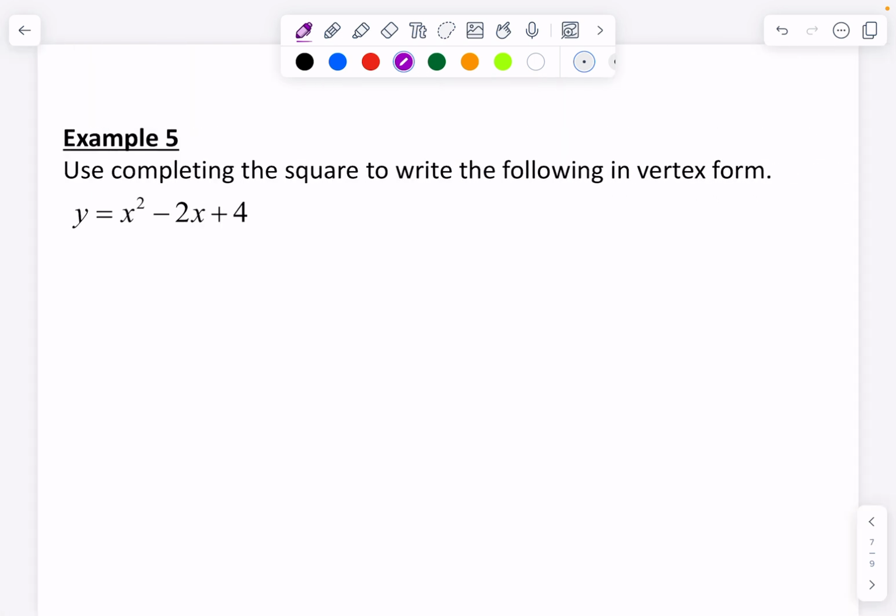Now we can use completing the square to get this into vertex form. Let's write this one in green. So remember your vertex form: y equals a(x minus h) squared plus k. So writing this in vertex form, it's a little complicated, but I know we can do it.